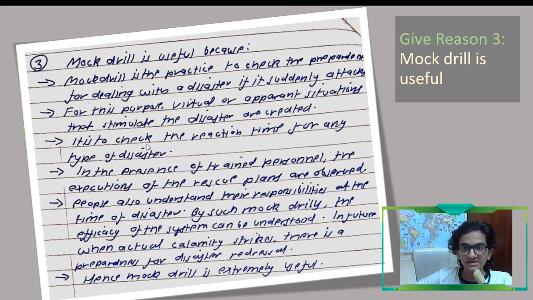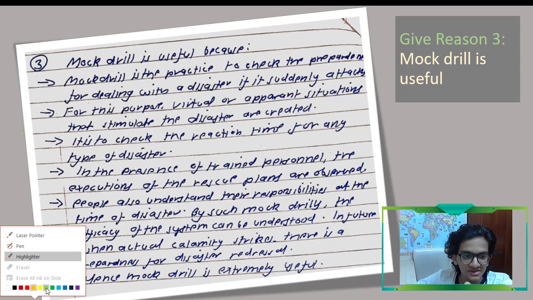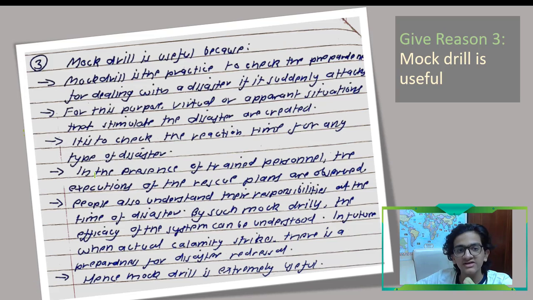The most important from this chapter, mock drill is useful. This had come for 2 or 3 exams in the Navneet question paper set, even in the prelim paper. In many papers this answer came. Study this very well.